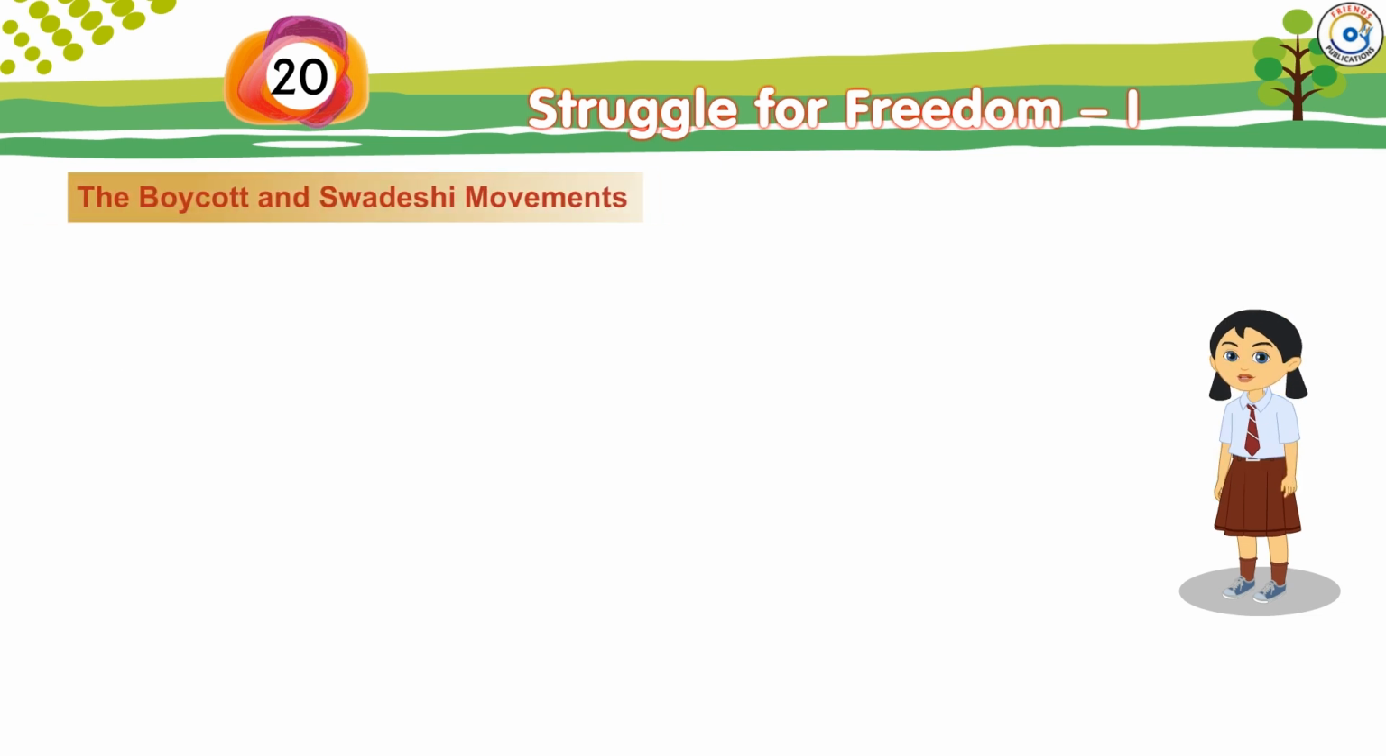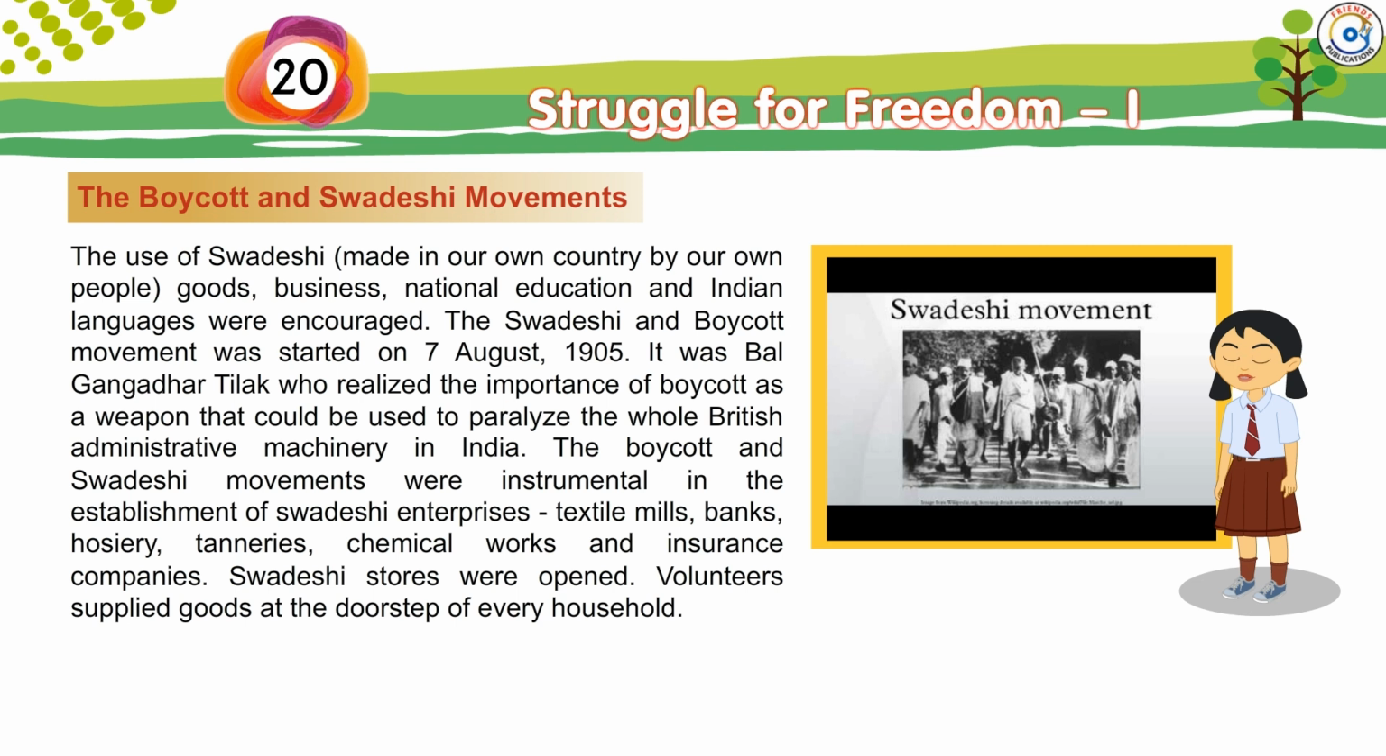The boycott and Swadeshi movements. The use of Swadeshi, made in our own country by our own people, goods, business, national education, and Indian languages were encouraged. The Swadeshi and boycott movement was started on 7 August 1905. It was Bal Gangadhar Tilak who realized the importance of boycott as a weapon that could be used to paralyze the whole British administrative machinery in India.